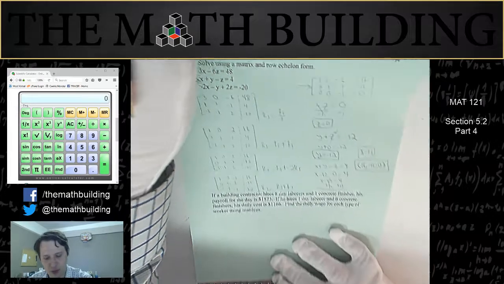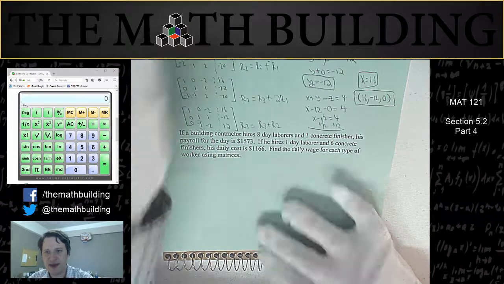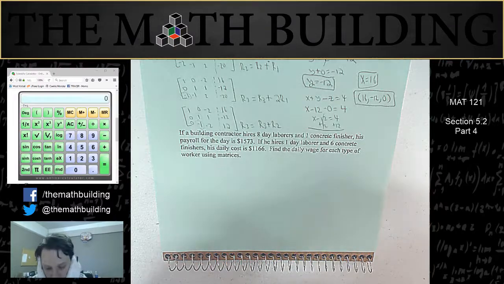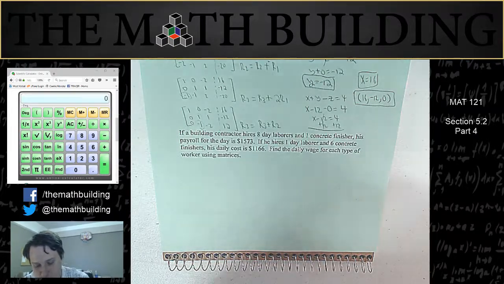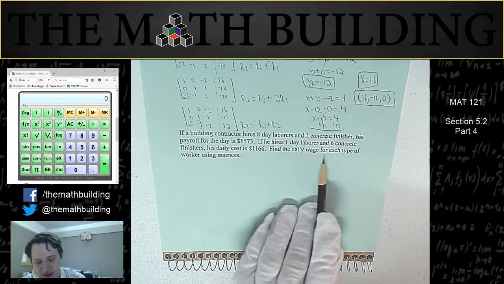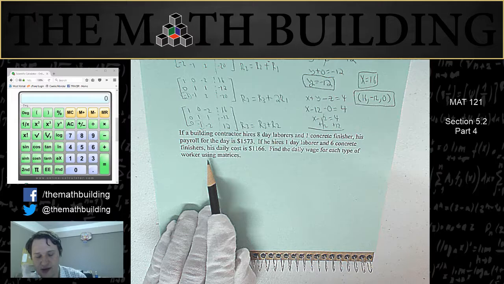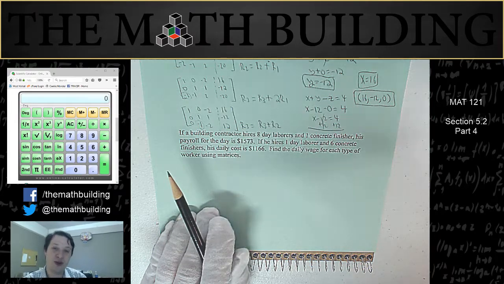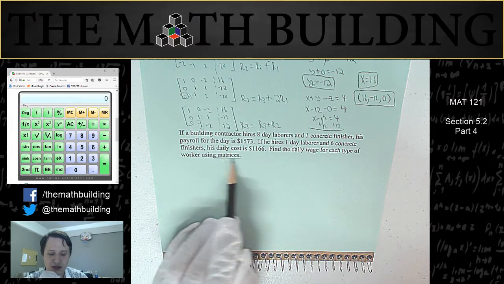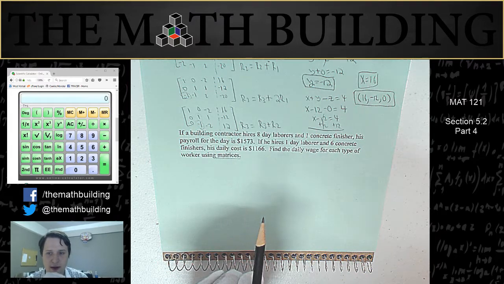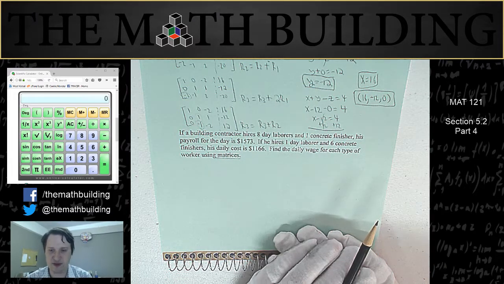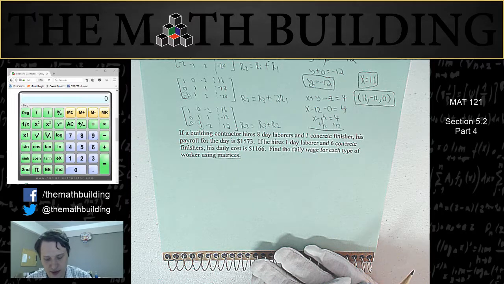Let's wrap up section 4.2 with this last example. If a building contractor hires 8 day laborers and 1 concrete finisher, his payroll for the day is $15.73. 1 laborer and 6 concrete finishers is $11.66. So let's find the daily wage for each type using matrices. So you could use substitution or elimination to solve this problem. You don't have to use a matrix, or a matrices is the plural of matrix. So my heart wouldn't be broken if you didn't use a matrix to solve this, but since they're asking us to do that, let's go ahead and do that.